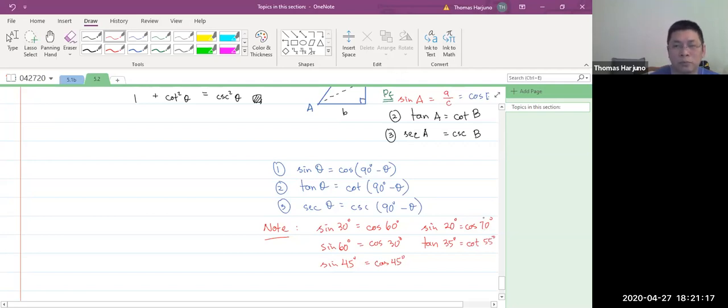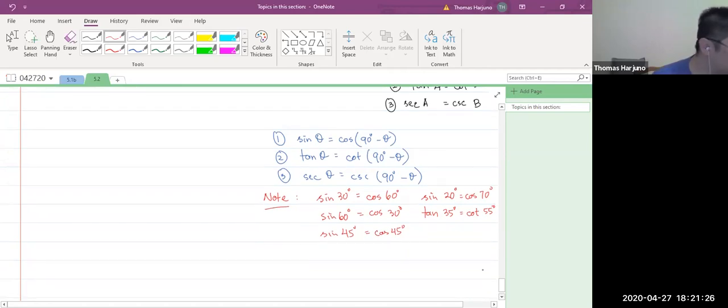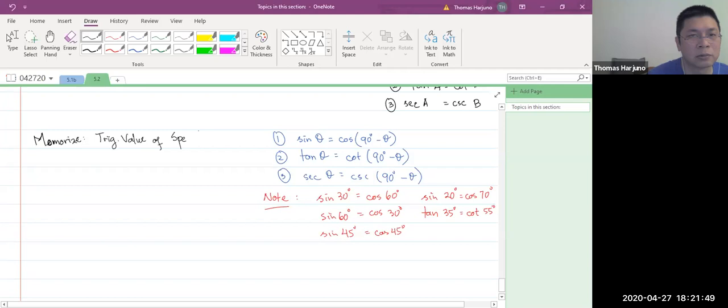Okay, so from this section, besides doing the suggested homework later on, what do I need you to memorize? I need you to memorize trig values or special angles, and B1, B2, B3.